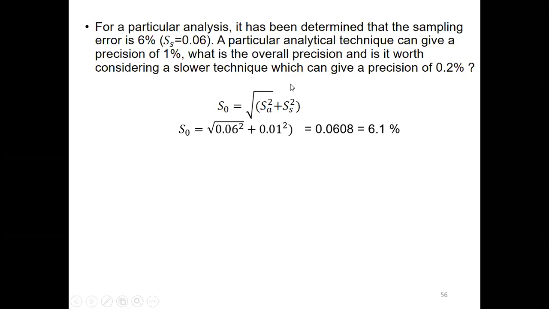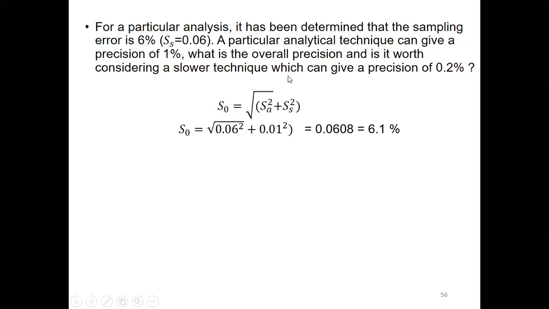Then we need to find the overall precision, so we calculate the overall standard deviation. When you do this calculation, it is equal to 0.06. This is the overall standard deviation. This is not the precision, right? It asks what the overall precision is. So to find the overall precision, you have to multiply this by 100. Then you will get the percentage precision.